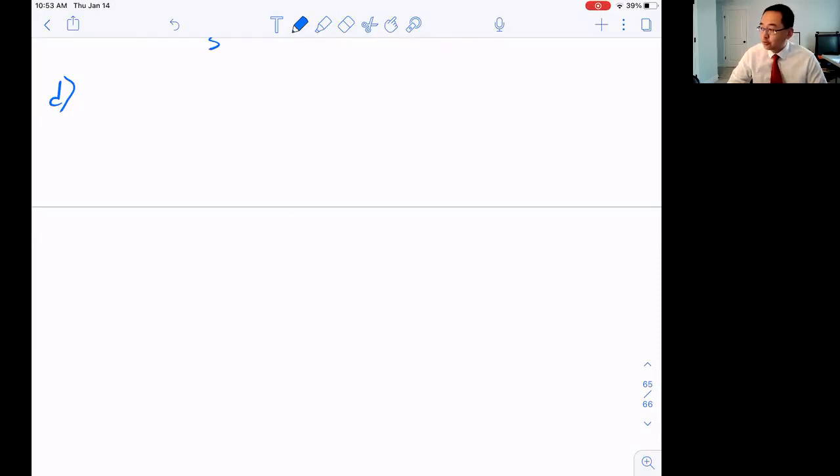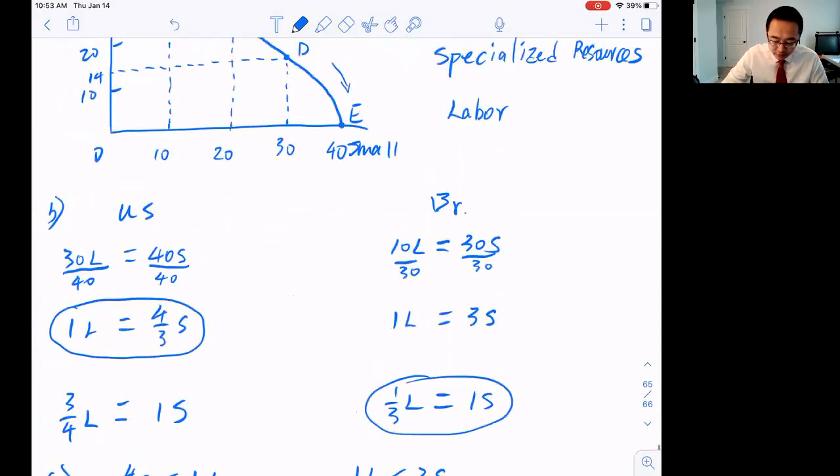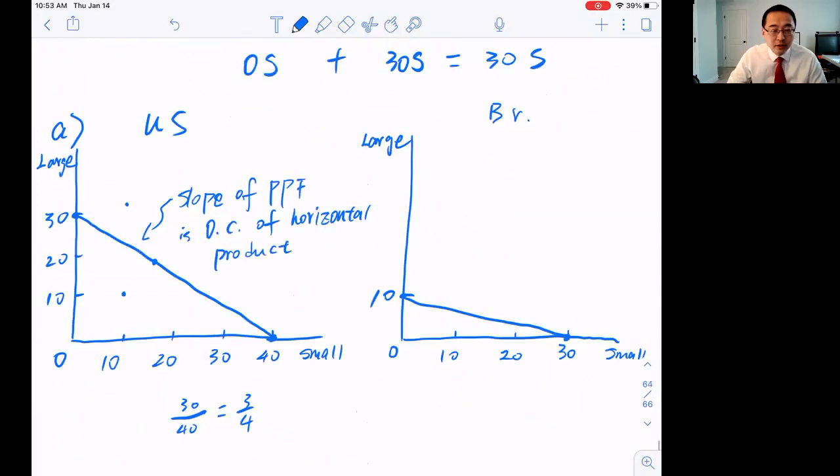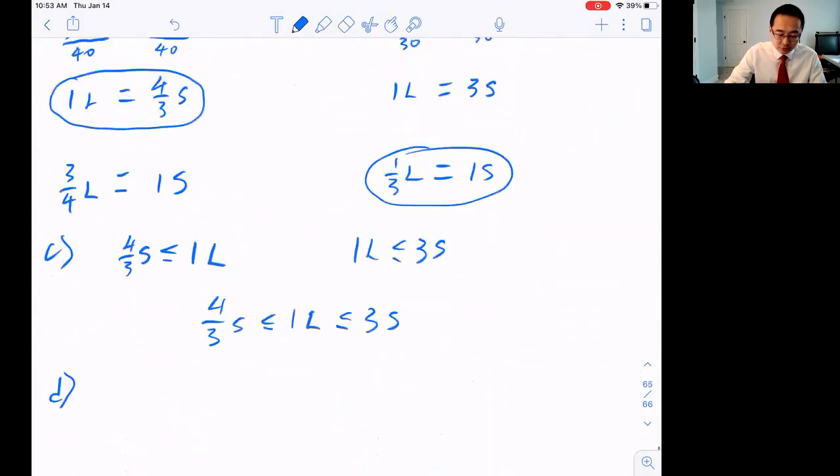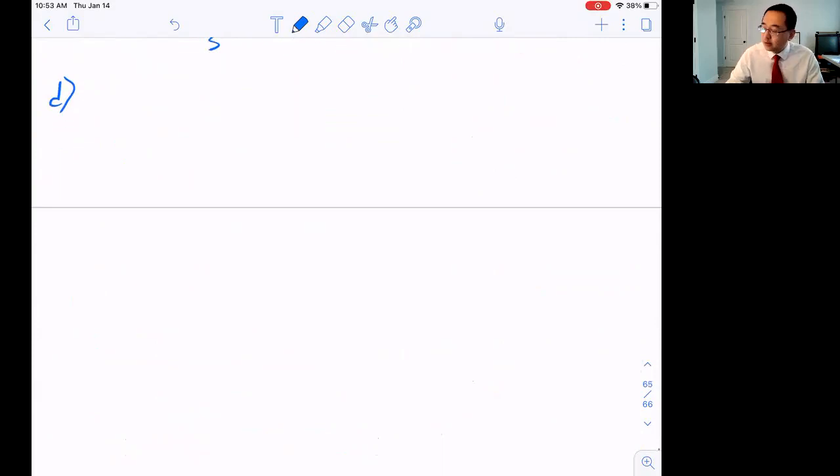So let's look at the total world production. Now, I want to point out there's nothing special about 18 large and 16 small and 8 large and 6 small. All I did was I went to your PPF and I just picked a point on each PPF and used that. Okay, so there's nothing special about these numbers. You can pick any point as long as it's a point on your PPF, that will work. Okay, so that's just an arbitrary number from your PPF.